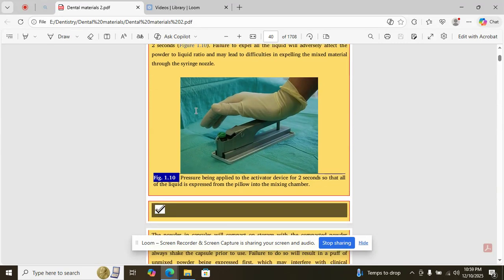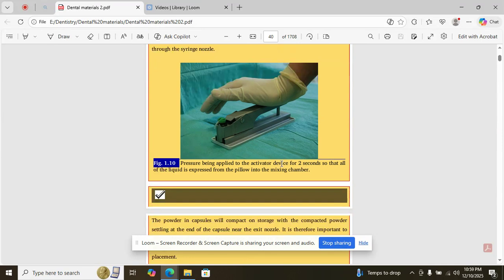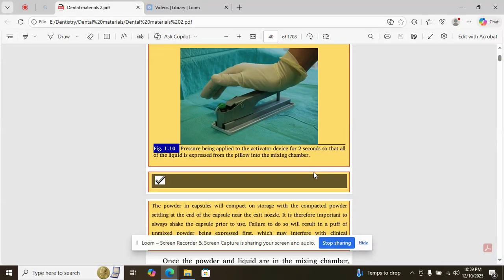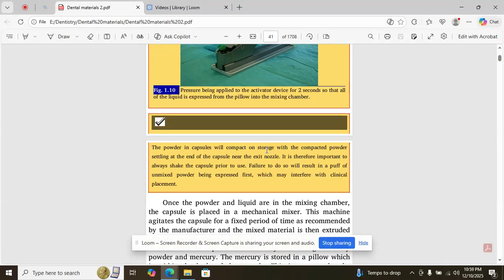Pressure being applied to the activator device for 2 seconds so that all of the liquid is expressed from the pillow into the mixing chamber. The powder in capsules will compact on storage with the compacted powder settling at the end of the capsule near the exit nozzle. It is therefore important to always shake the capsule prior to use. Failure to do so will result in a puff of unmixed powder being expressed first, which may interfere with clinical placement.